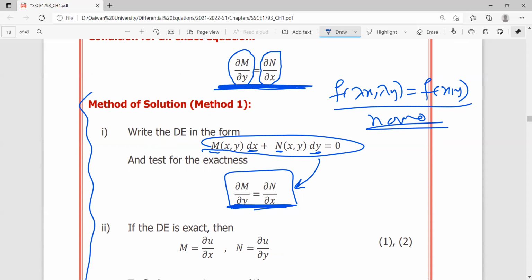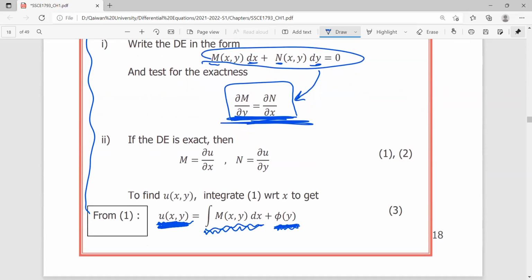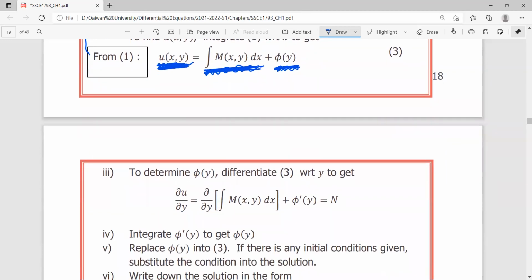It's just for recognizing whether an equation is exact or not. This step. If it satisfies this, we are going to follow the other steps. In the second step, we are going to find u of xy. We say u of xy equals the integration of m with respect to x plus phi of y. Phi of y is constant regarding the integration.